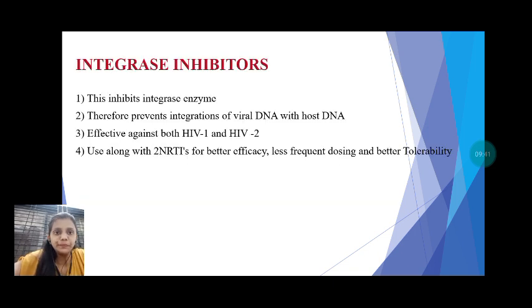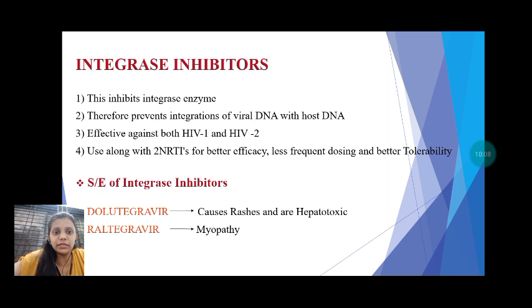Now we'll see the third group of drugs, that is integrase inhibitors. This inhibits the integrase enzyme. Therefore, it prevents the integration of the viral DNA with the host DNA. It is effective against both HIV-1 and HIV-2. It is used along with the two NRTIs for the better efficacy, less frequent dosing, and better tolerability. Side effects of integrase inhibitor. Dolutegravir causes the rashes and is hepatotoxic. Raltegravir causes the muscular side effects, that is myopathy.